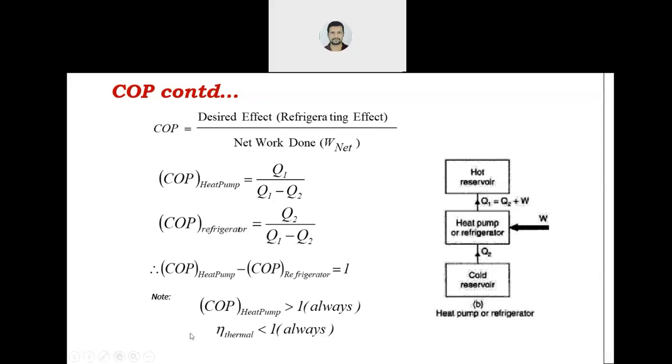Now, one more important conclusion. COP of heat pump will always be greater than 1. Why? Because it is 1 plus COP of refrigerator, so it will always be greater than 1. But what about the efficiency? Efficiency is always less than 100%, meaning less than 1. So COP of heat pump is always greater than 1 and thermal efficiency of engine is always less than 1. These are also important conclusions, so note down these things also. This whole slide is very important. Note down all these things.